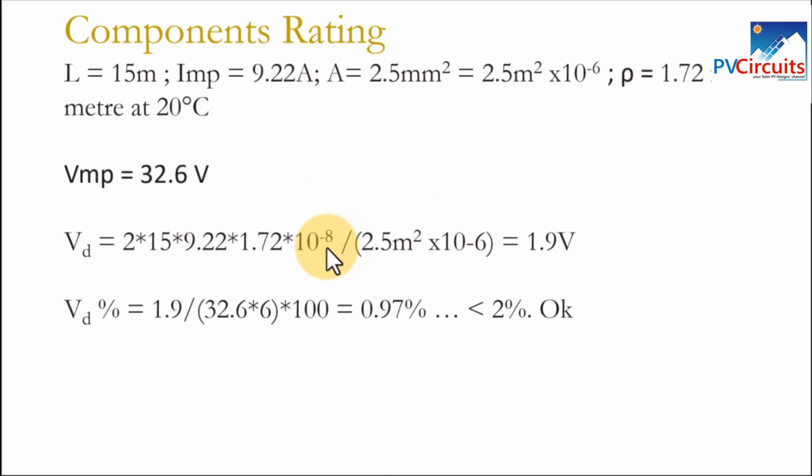Inserting those values, you'll get the voltage drop as 1.9, and the percentage is 0.97, which is less than 2%, so that is okay. This is the voltage of the VMP, which is here, and that is what we've inserted in that equation, times 6, which is the number of modules. So the total VMP is that one. Then we get 0.97.